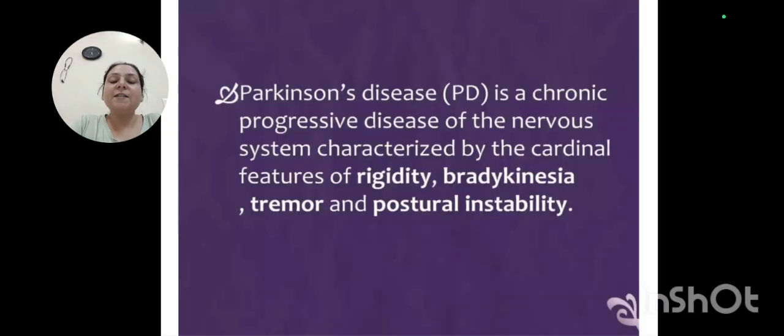Parkinson's disease is a chronic progressive disease of the nervous system characterized by cardinal features of rigidity, bradykinesia, tremor and postural instability. Rigidity is stiffness of movement. I will be taking all these features in detail properly. Fine. And bradykinesia is slowness of movement.